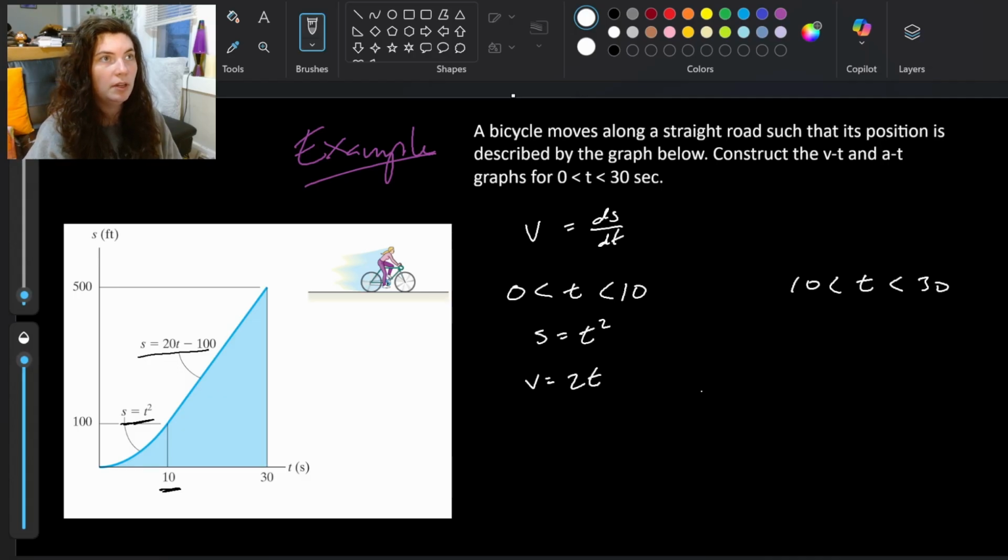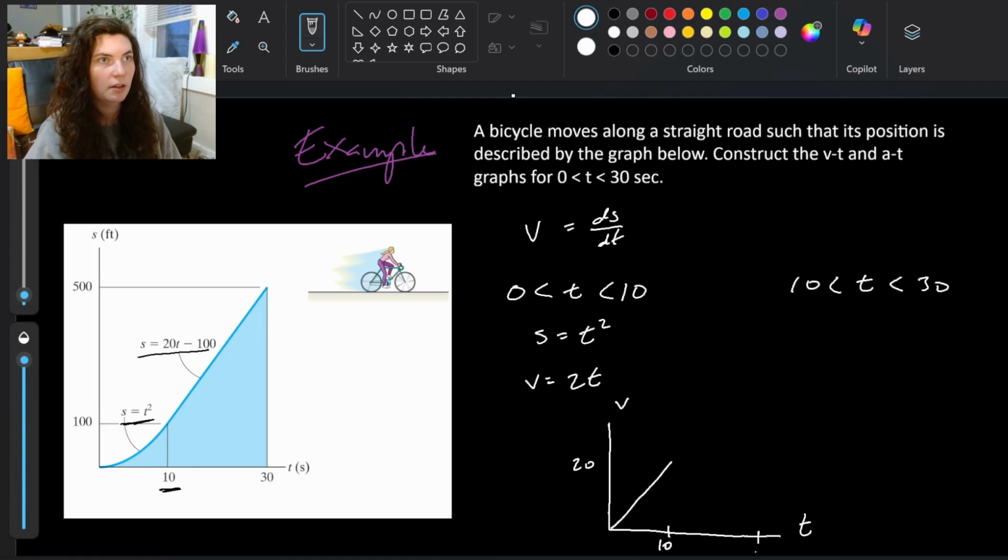We can go ahead and do that. Let's just put our little graph down here, velocity versus time. Our first section from 0 to 10 is 2t. At 0, I know that it's 0, and if I plug in the end of the interval, 10, times 2 is 20. This goes from 0 to 20 high in that 10-second time period. So that's our first part of the graph.